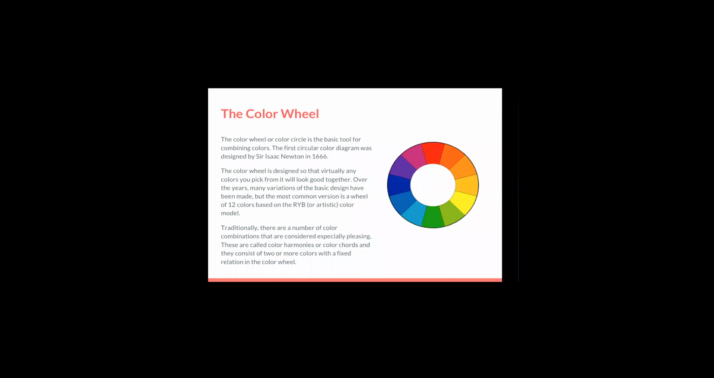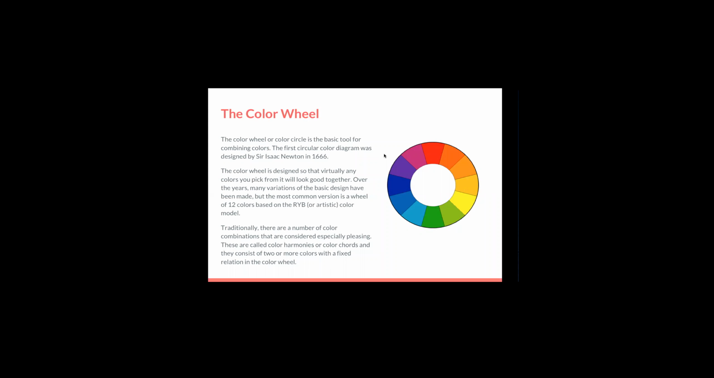Let's go back to the idea of talking about the color wheel, because we're going to be creating a color wheel for this week. So let's go ahead and take a look at this. The color wheel or color circle is the basic tool for combining colors. The first circular color diagram was designed by Sir Isaac Newton in 1666, a long time ago. The color wheel is designed so that virtually any colors you pick from it will look good together. Over the years, many variations of the basic design have been made, but the most common version is a wheel of 12 colors on the RYB or artistic color model.